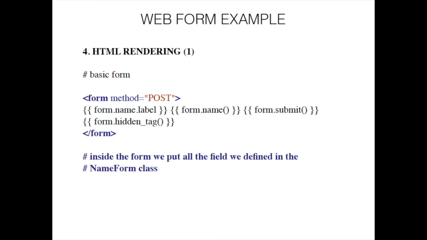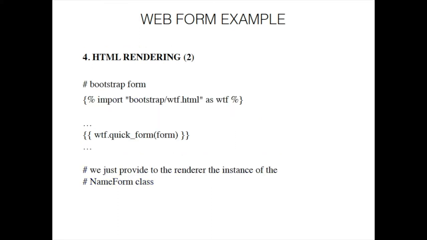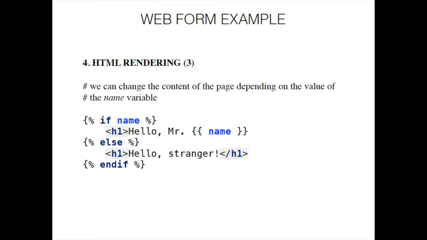Form.name creates the label. Form.submit creates the submit button. And you have to put this one, form.hidden_tag, which is created by the secret key. If you don't put this one, when it comes to the server, it will not validate. And it's a fast way to create a form, which I will not use because I would like to have flexibility to write the code in HTML. It's easy, I will show you how you can handle the errors. So this is a way to show it. If name exists, write the name, if not, the stranger.